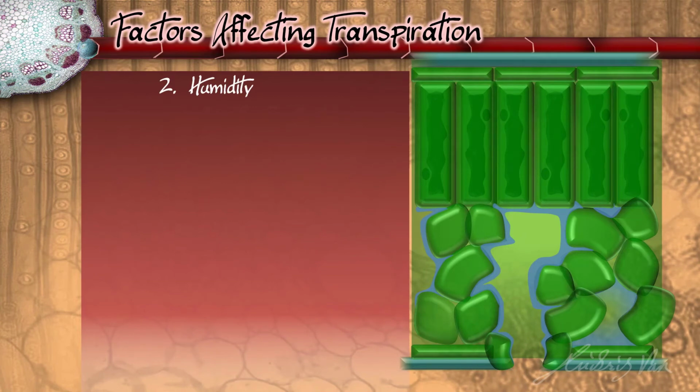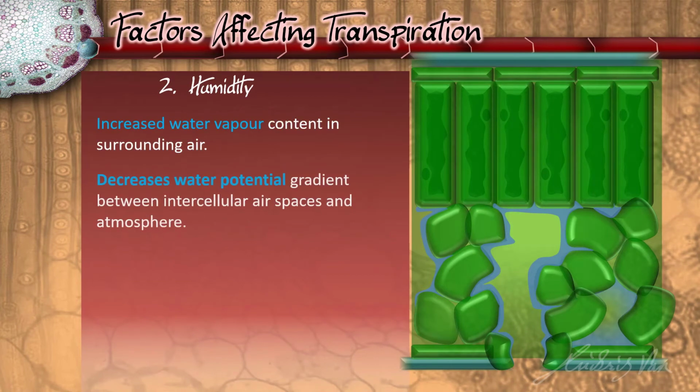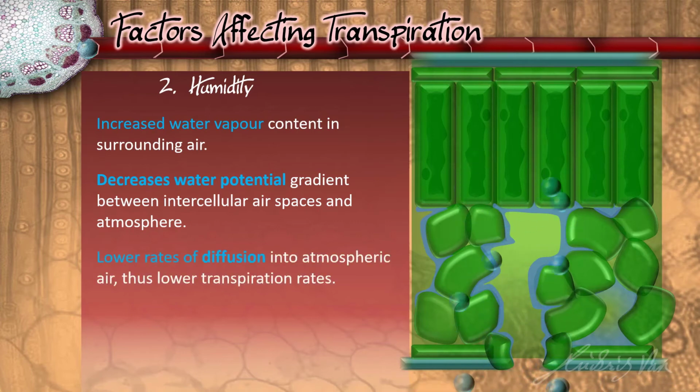As for humidity, an increase in water vapor content in the surrounding air will decrease the water potential gradient between the airspace inside the leaf as well as the surrounding. This will lower the rate of diffusion of those water vapor molecules since the water potential gradient is lower. And as a result, the rate of transpiration will decrease. So increasing humidity will decrease the rate of transpiration.